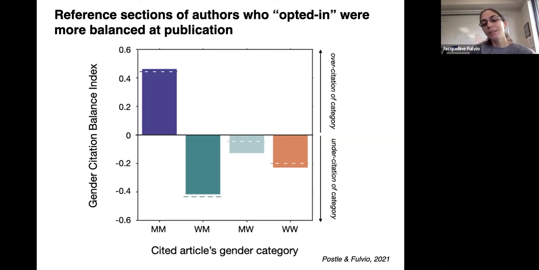And we can see that peer review and revision had almost no effect on the indices for the male-male and woman-male articles, but there is an appreciable reduction in the imbalance for the male-woman authored papers, and to a lesser extent, the woman-woman authored papers. So in general, this is indicating that there are more women-led papers being cited as a result of the initiative.